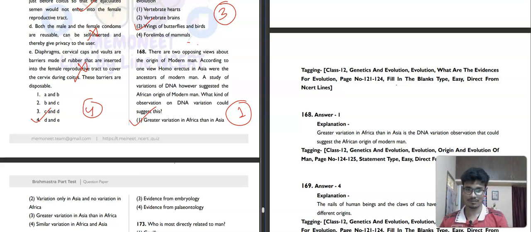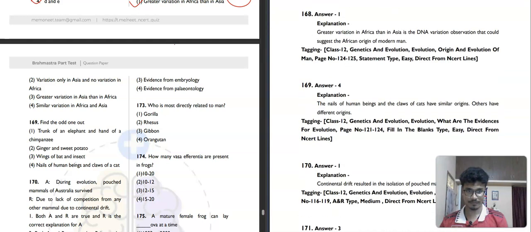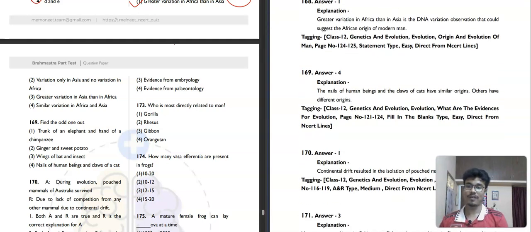Question number 169. Find the odd one. Trunk of an elephant and hand of a chimpanzee: these are of different origin. Ginger and sweet potato: different origin. Wings of bat and insect: different origin. The nails of human beings and claws of a cat have a similar origin, but their functions are different. These are homologous, the rest are all analogous. So this is the odd one. Fourth option.